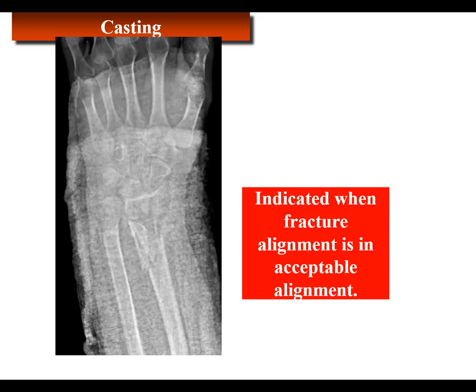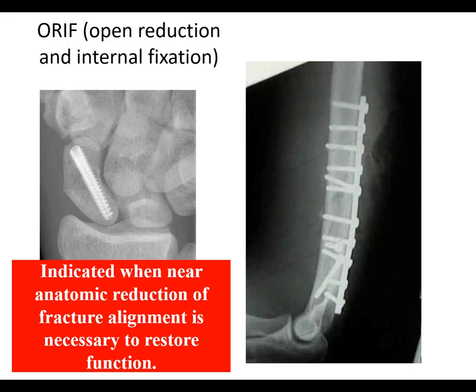So casting is indicated when fracture alignment is an acceptable alignment. Okay, and you may use plaster. Here you have a splint, but this can also be a cast like shown in the last photograph. Open reduction internal fixation is when you do a surgery and go in, or you open, and reduction means you put the pieces back in place, and internal fixation. And this is something that is done when near anatomic or anatomic reduction, meaning putting something together perfectly, a fracture alignment is necessary to restore function.